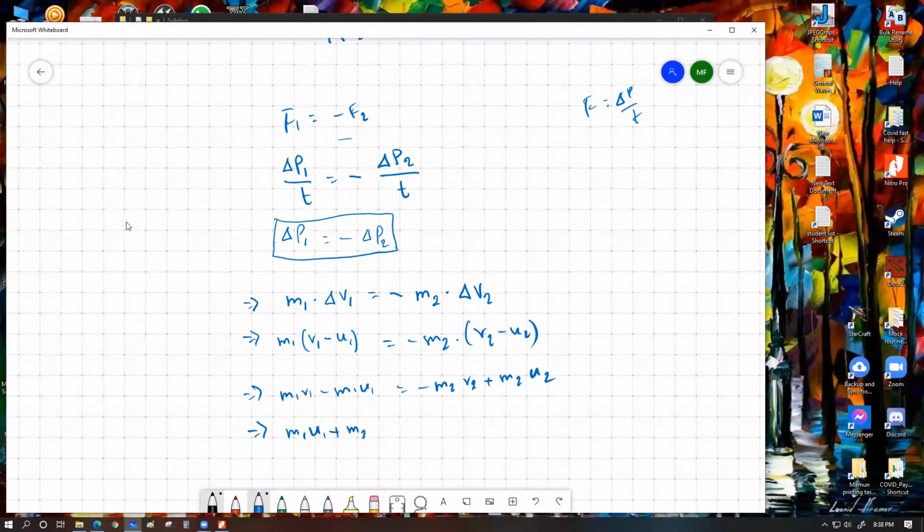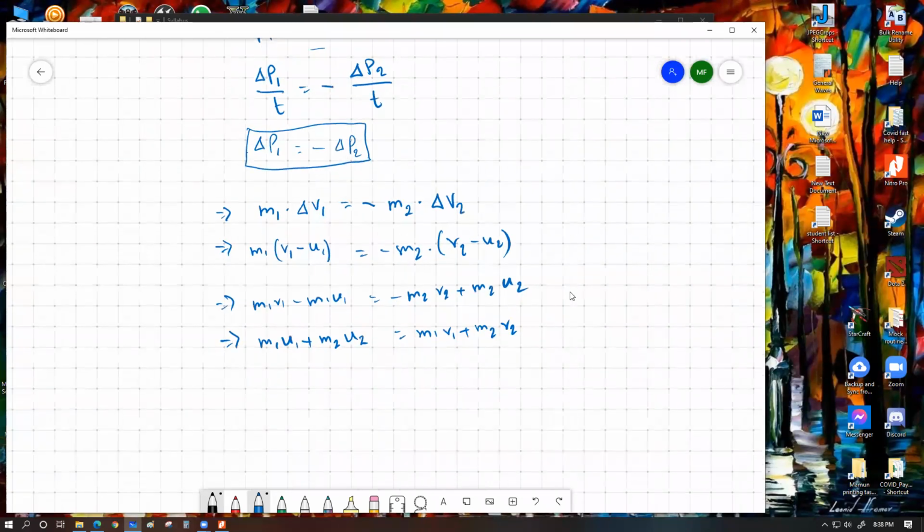If you do the side changes and arrange it conveniently, we're going to get this equation: M1 U1 plus M2 U2 equals M1 V1 plus M2 V2. This equation is what we call the conservation of linear momentum. Now, what is that?